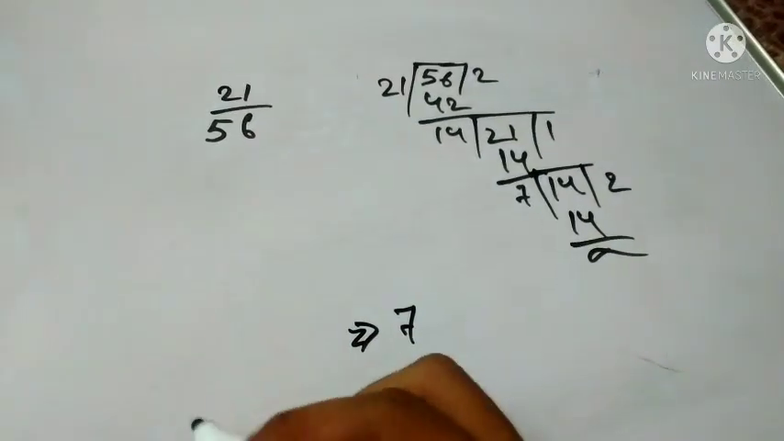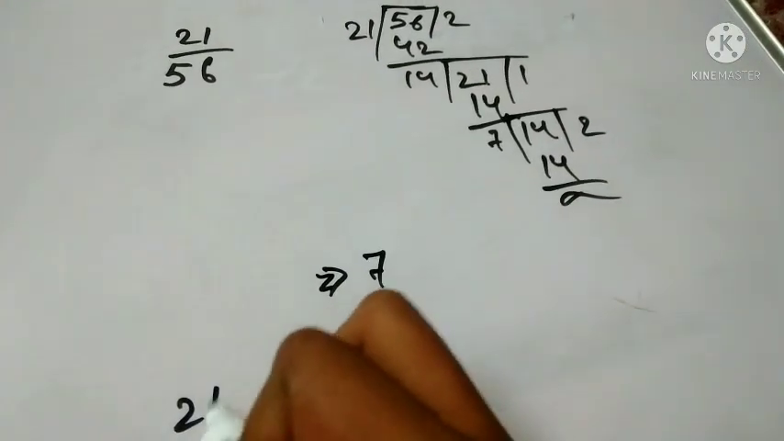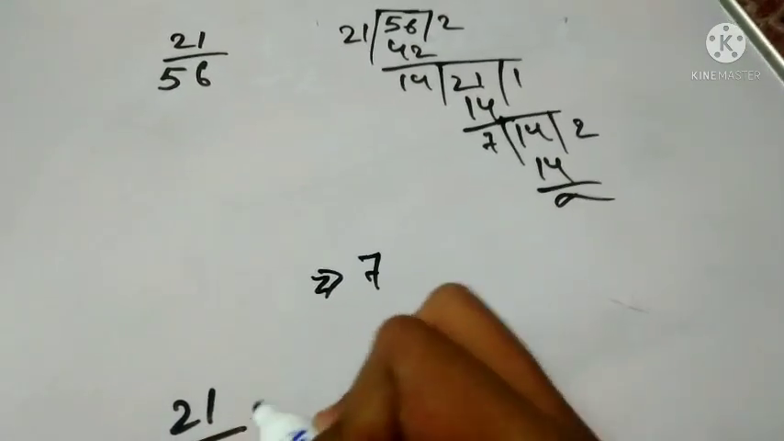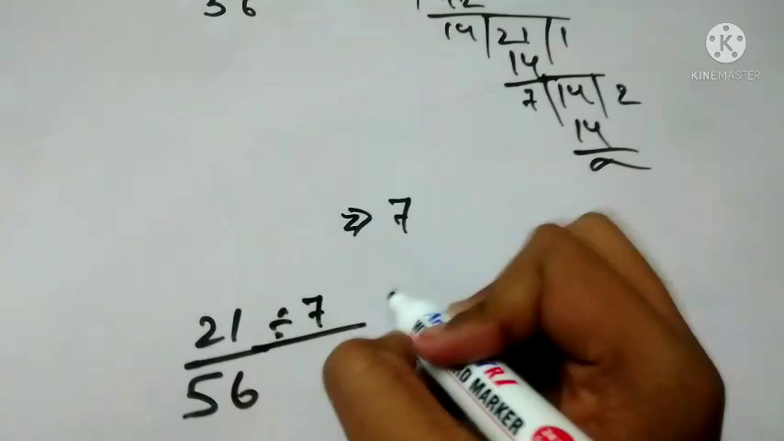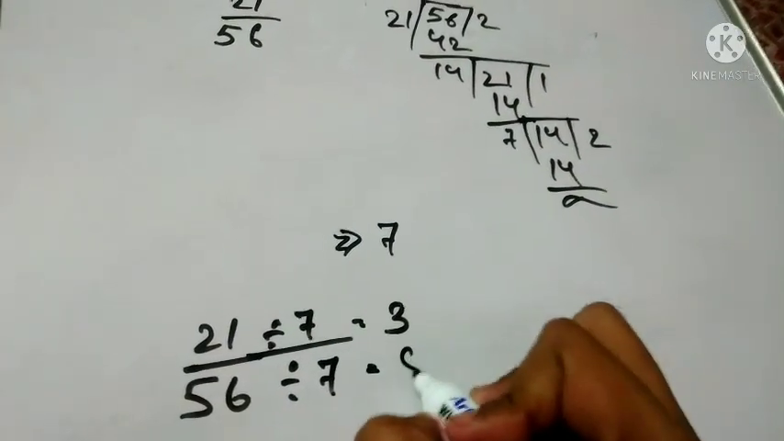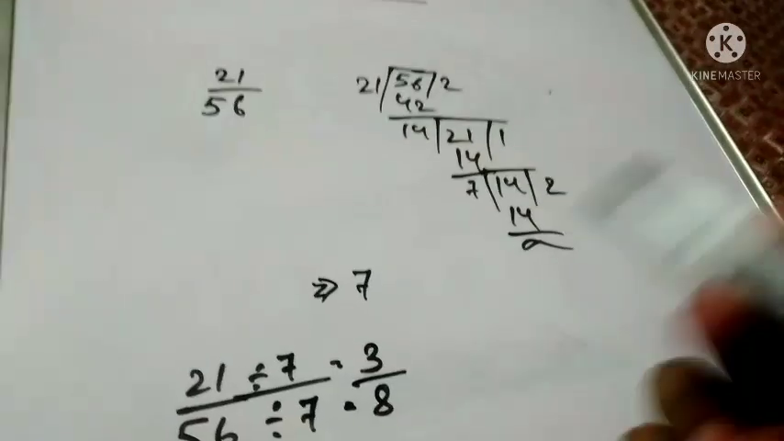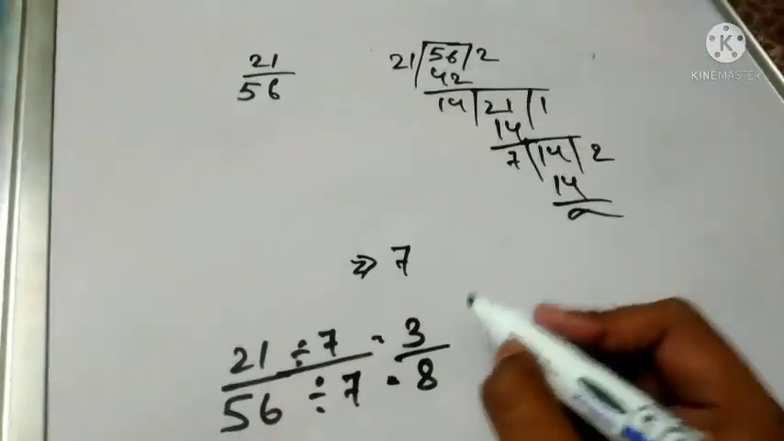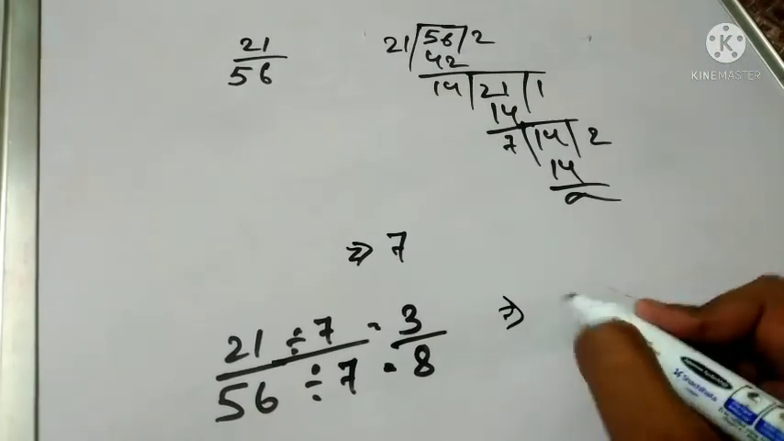So we have to now divide the fraction by it. 21 divided by 7, we get 3. And 56 divided by 7, we get 8. So the fraction is converted into its simplest form. So the answer is 3/8.